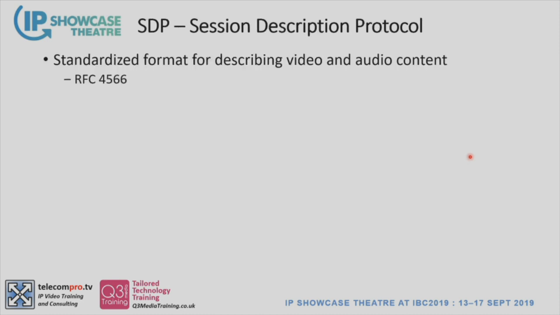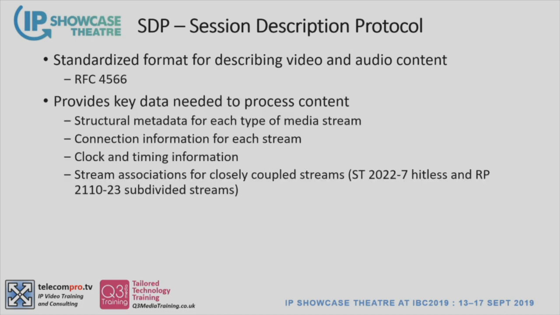So, SDP, Session Description Protocol, that little file that I talked about, that allows us to describe how the video is formatted and all that other good stuff. Well, SDP is also based on an RFC that's been out for a while, 4566. And this gives you the key data that you need to process that video content. So how is the stream structured? What is the connection information? What are the IP addresses or the multicast addresses for these streams? Does the signal relate to clock and timing?